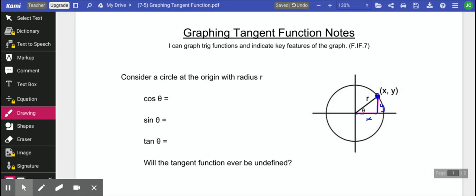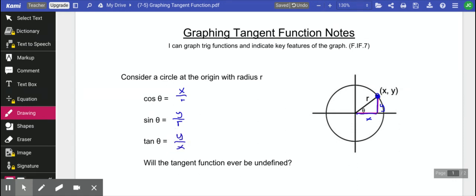So if we want to find the cosine of theta, that's just adjacent over hypotenuse, which is x over r. Sine is going to be opposite over hypotenuse, so y over r. And tangent is going to be opposite over adjacent, so y over x.